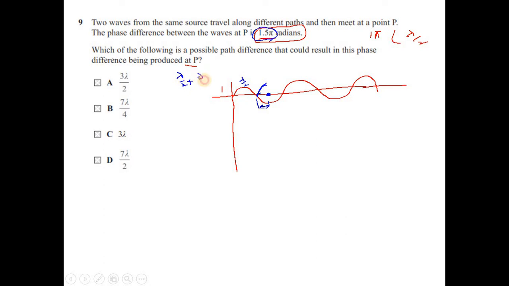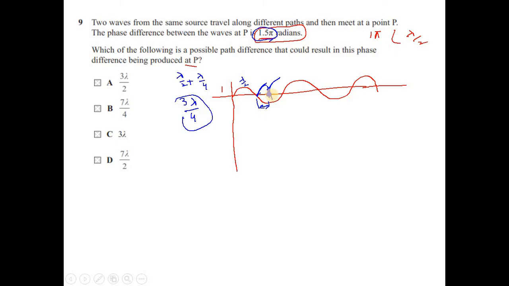So total path difference, if the wave is starting from that point, will be lambda by 2 plus lambda by 4. You can add these two and you can say that the path difference will be, 2 plus 1, 3 lambda by 4. So this is the path difference between the two waves if the wave is starting from this position, going there, something like this. So the path difference is 3 lambda by 4, but this option is not given here. So we need to look at some other option.